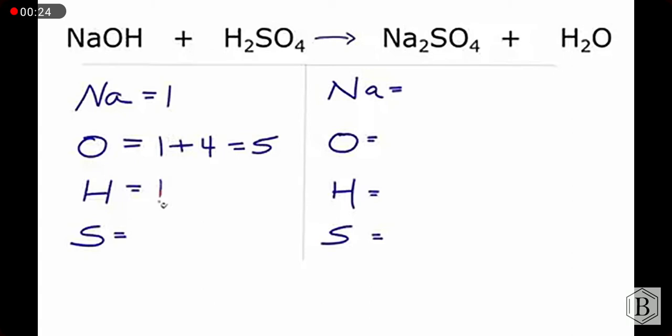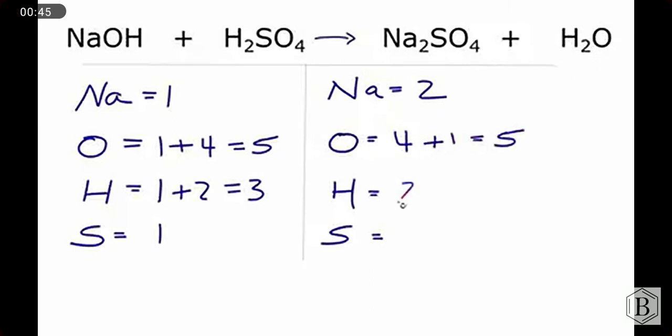Hydrogens, we only have one, but be careful again, there's 2 right here, so 1 plus 2, that equals 3, and there's only 1 sulfur. On the product side, we have 2 Nas, we have oxygens, we have 4 plus the 1, for a total of 5 oxygen atoms. Hydrogens, we have the 2. And sulfurs, we have 1.